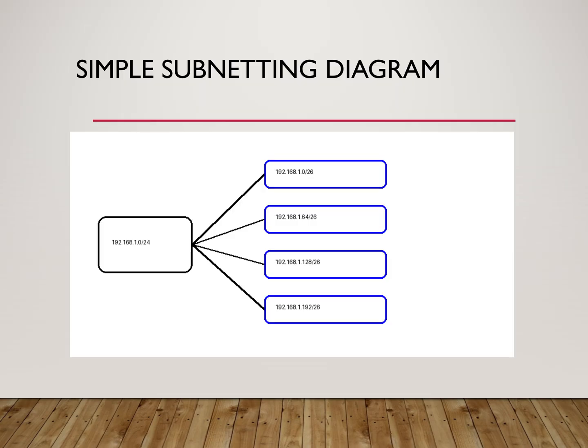This diagram shows how one larger network, 192.168.1.0/24, can be divided into four smaller /26 subnets. Each subnet becomes its own smaller network with a separate range of IP addresses. This visual demonstrates how subnetting helps organize networks more efficiently.